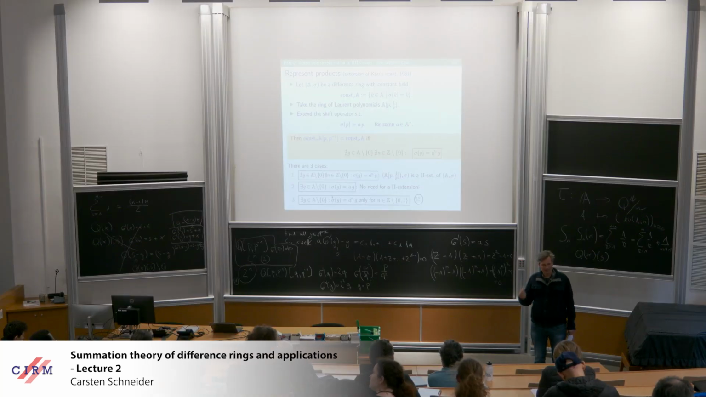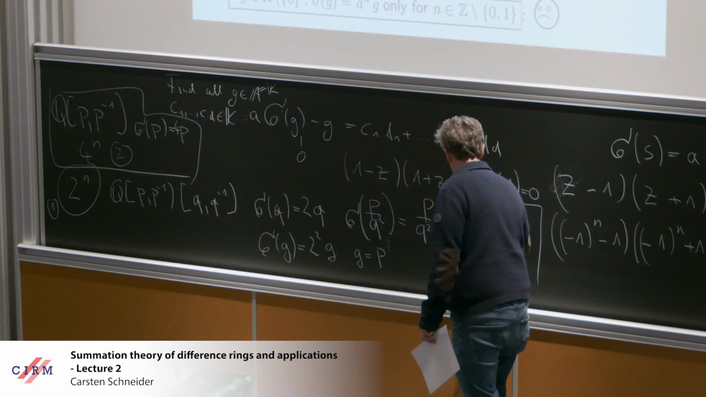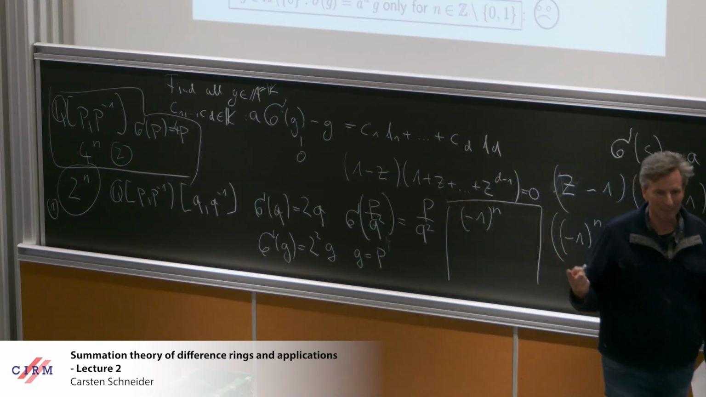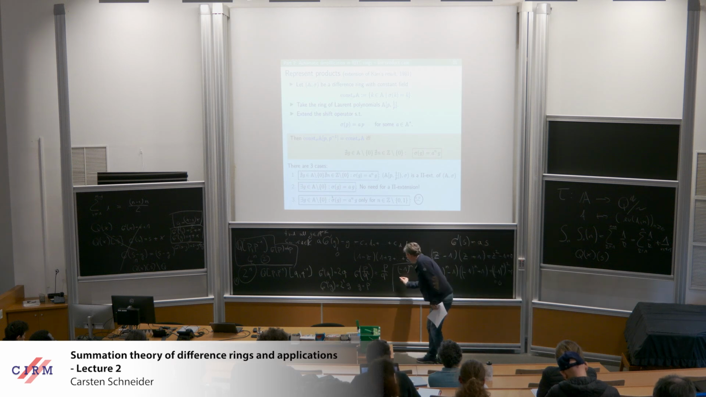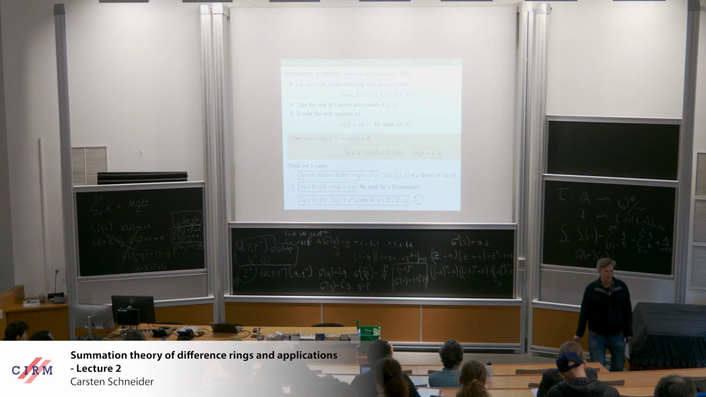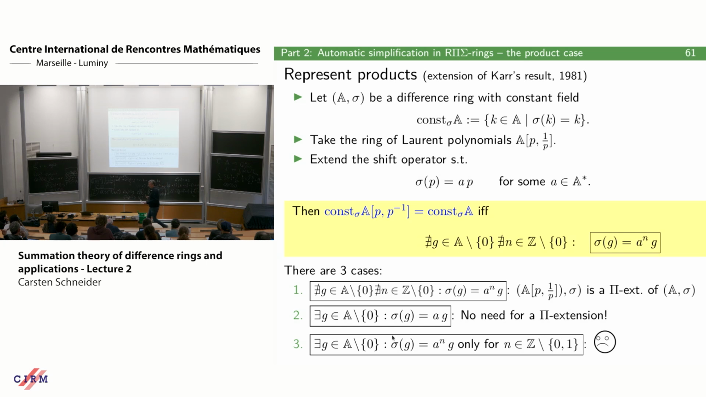Okay? But there are other situations where you cannot do it so nicely. So in the worst case is -1 to the n. -1 to the n you cannot adjoin as a pi extension because there is a solution sigma of 1 equals -1 squared times 1. Pi extension, okay? But there's a way out. There are two ways.